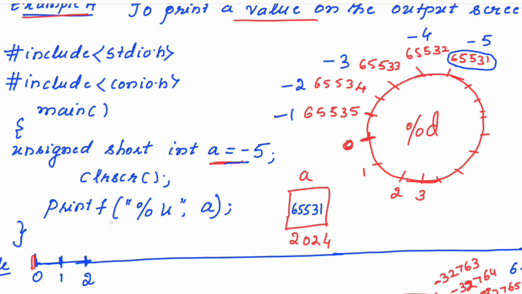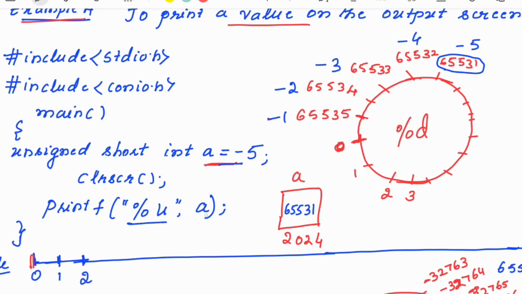Now the printf statement, printf %u, the format specifier is %u. Before printing this value, it will check whether this 65,531 is present in the scale or not. Yes, it is present in the scale. So it will fetch the value and the output is what? Output is 65,531. Now look here, there is no relation at all between the input and output.